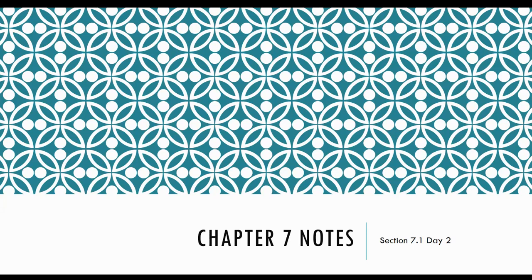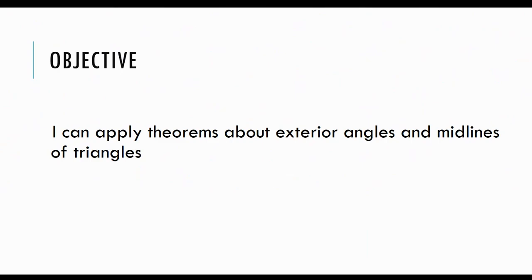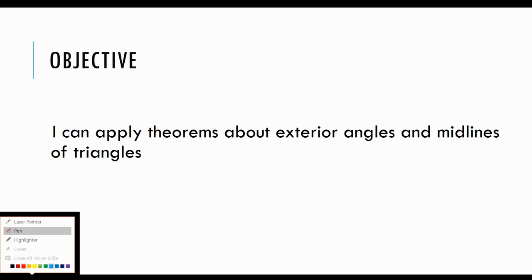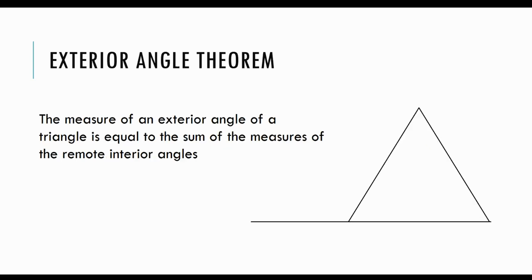Today we're going to continue to look at section 7.1. Today we are going to be applying theorems about exterior angles and midlines of triangles. So here is our exterior angle theorem. It says the measure of an exterior angle of a triangle is equal to the sum of the measures of the remote interior angles.